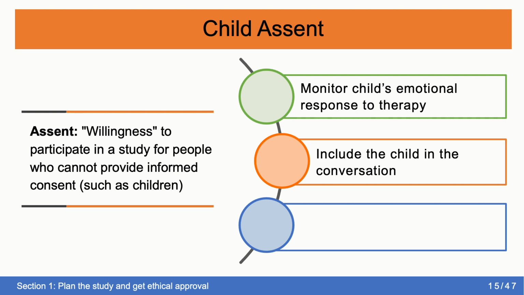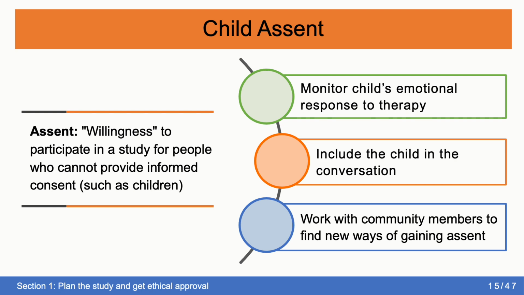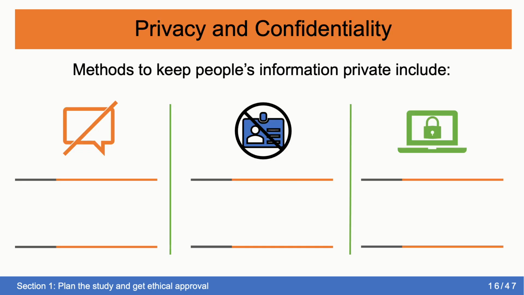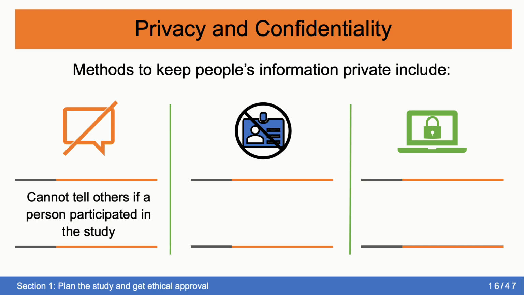This is a new topic in early autism research. Working with community members can help us better understand ways to tell if children of different ages want to participate in a study. Study protocols include a lot of rules to help protect people's privacy. It is important for researchers to keep any personal information about their participants safe and private. They also cannot tell other people if a person participated in their study.